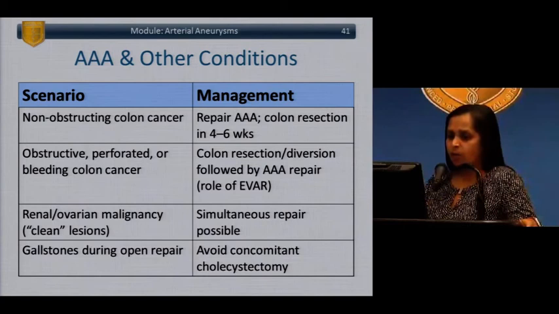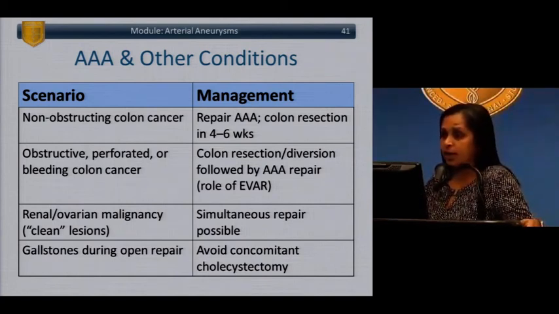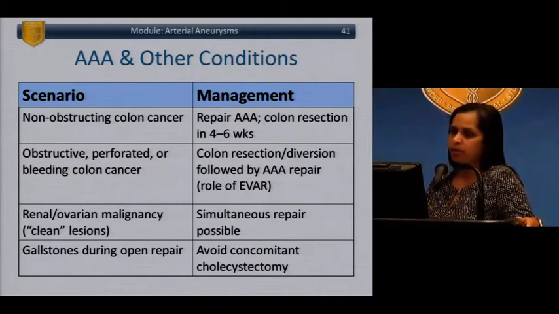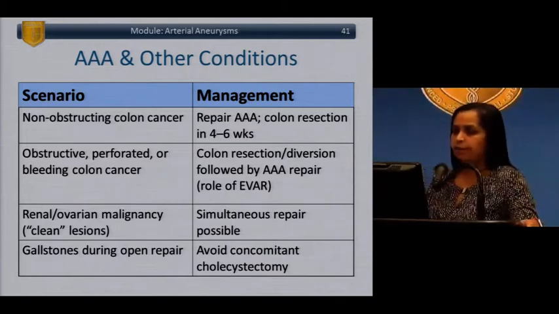A renal or ovarian malignancy that's basically a clean lesion can be simultaneously repaired. And then you want to try to avoid cholecystectomy at the same time as an aneurysm. Don't want to communicate with the GI tract.